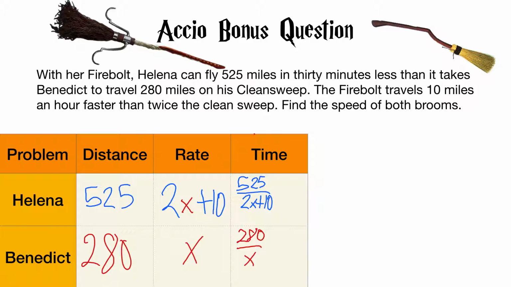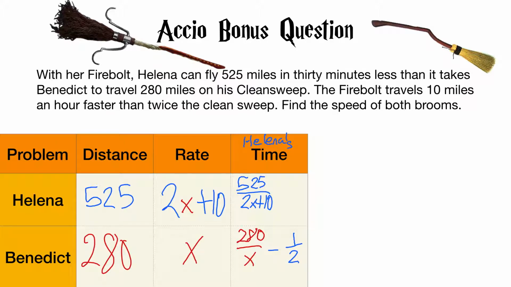So if I'm saying that this is Helena's time, then I have to take into account that Benedict's is going to be 30 minutes longer. So, in other words, if it took Benedict 3 hours, it's only taking Helena 2.5 hours. So I have to subtract half an hour. Since we're talking about hours, I'm going to write that as 1 over 2.